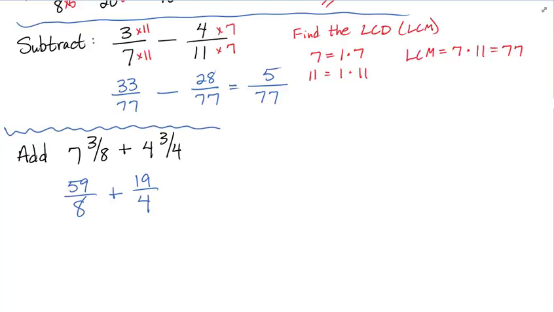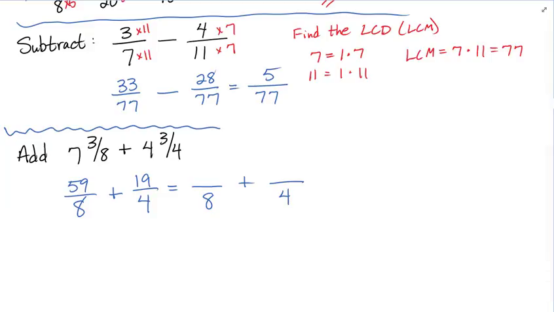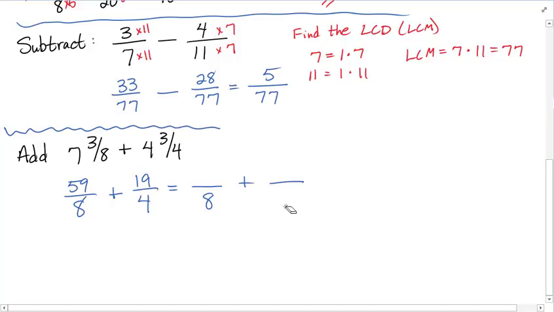Now, here we see that the common denominator is actually going to be 8, because the least common multiple of 8 and 4 is 8. So I'm going to need both of these fractions to be something over 8. Well, the first one is already good. 59 over 8 stays 59 over 8. I don't need to change it.